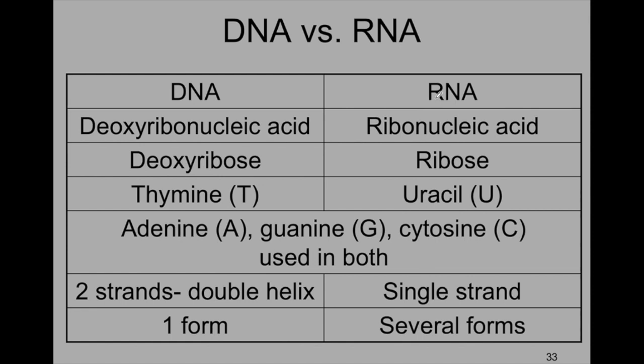DNA is double-stranded, RNA is single-stranded. DNA occurs in one form, just a double-stranded double helix, and RNA can actually occur in multiple forms. RNA forms all kinds of different shapes, and it can also carry out multiple functions.